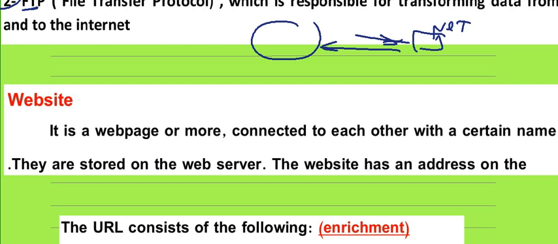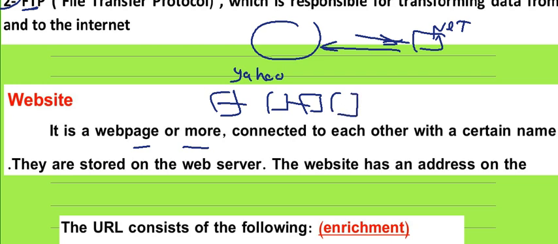Website. What is a website? We know it as a web page or more, connected to each other with a certain name. يعني الموقع ده مثلا اسمه ياهو مثلا. More than one page connected to each other under one name is Yahoo. They are stored on the web server. مش متخزنين يعني على أي جهاز، هو اسمه جهاز سيرفر. عشان أنا أقدر أطلع على البيانات دي لازم أتصل بالسيرفر.